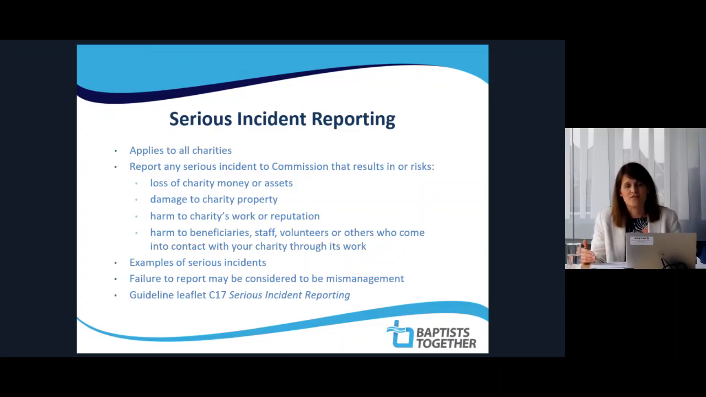But I should say that if you fail to report to the Charity Commission something that they would deem to be sufficiently serious, then they would consider that to be a mismanagement of the charity. And the number of serious incident reports that the Commission has been dealing with over the last couple of years have gone up significantly as people are more aware of their reporting responsibilities. And if you've ever got any questions in this regard, you can always contact us here at the Baptist Union, and we'd be more than happy to talk through the scenario with you.